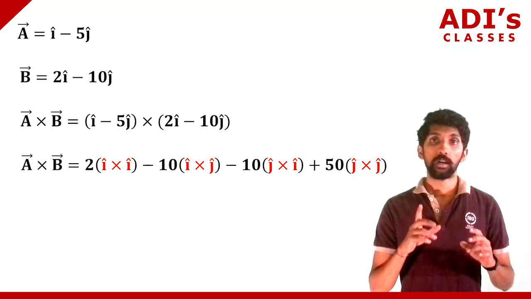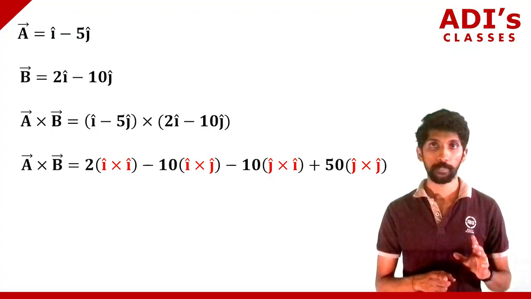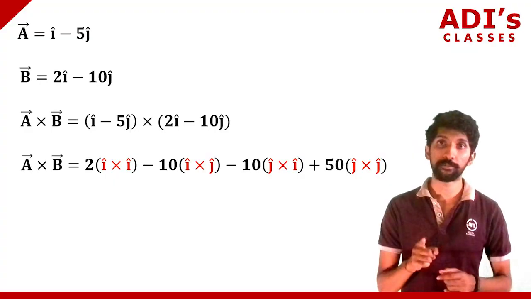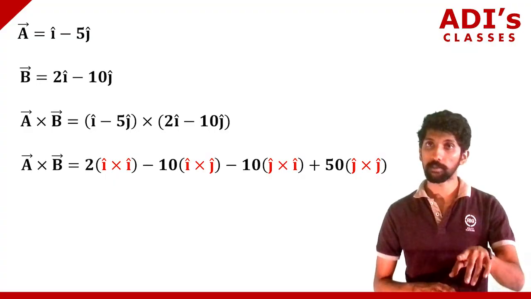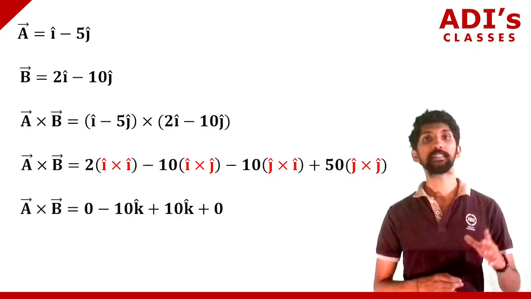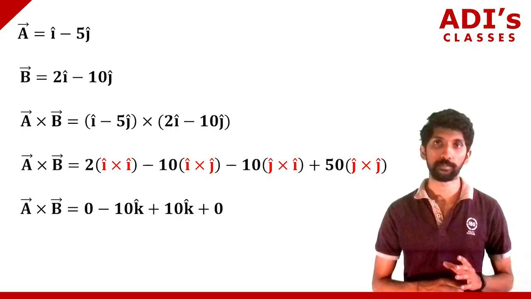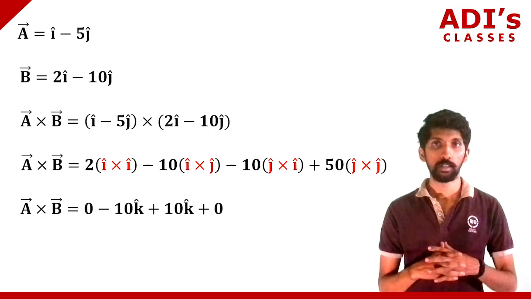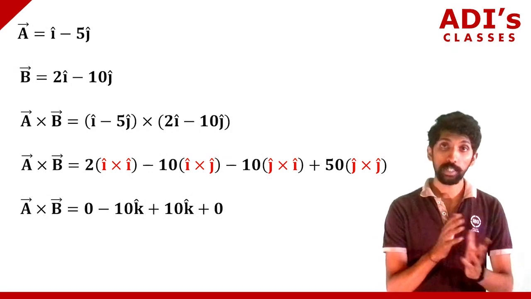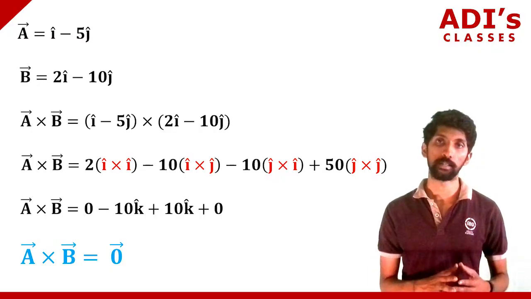Then remember, i cross j is nothing but k, right? And j cross i is negative k, correct? So these two will come in the given question. So we get 0 minus 10k plus 10k plus 0. Finally, this will be nothing but the 0 vector, correct? So we proved that A cross B is 0. Hence, A and B are parallel.